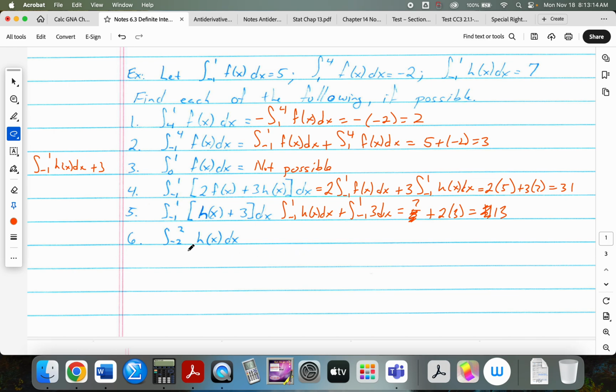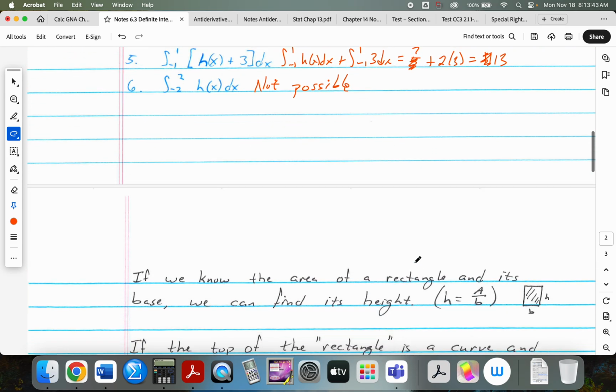And then this one, the integral from -2 to 2 of h of x dx, this is sort of the opposite of the problem that people have on number 3. They go, oh, from -1 to 1 of h of x is 7, so from -2 to 2, that should be 14, which, no. We don't know what it does out there. So this is not possible. All right, page 2.